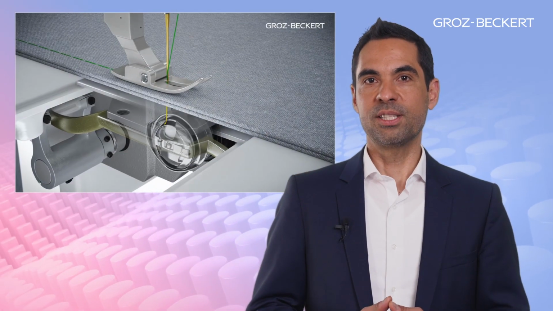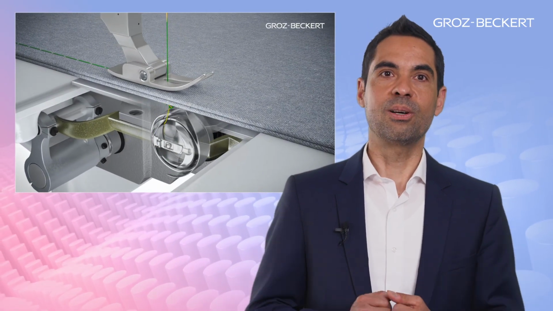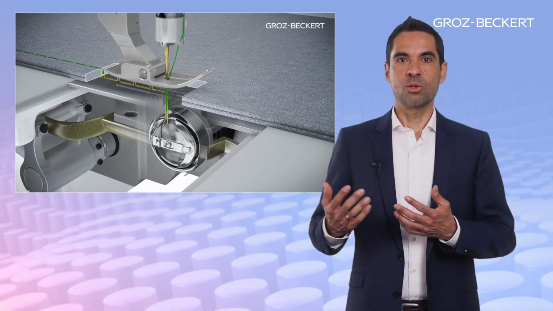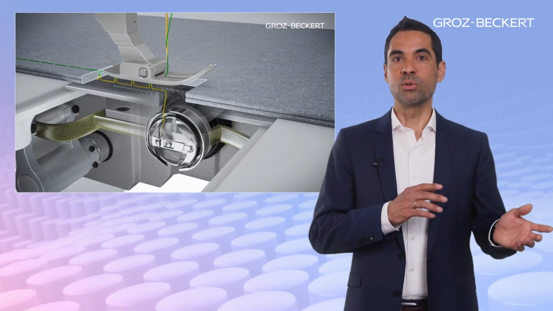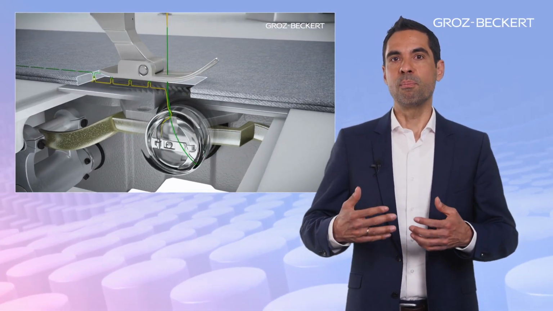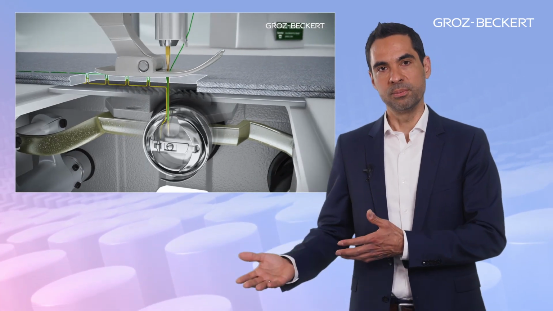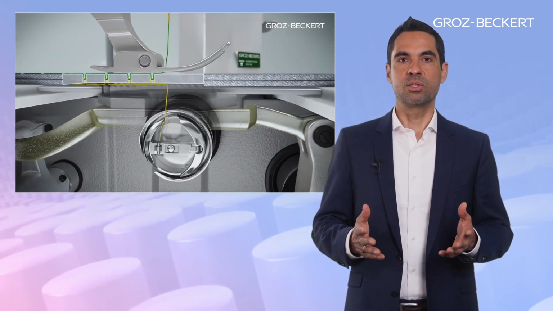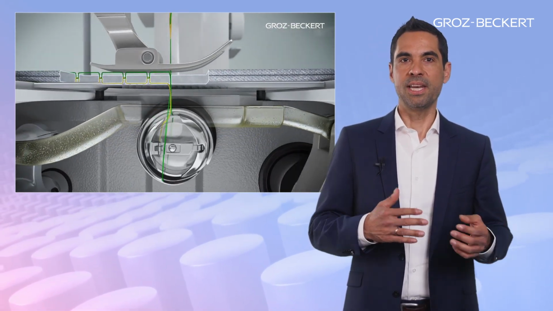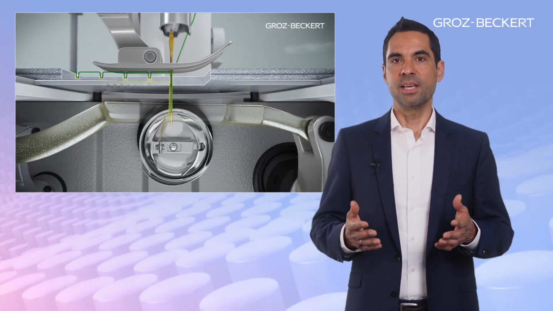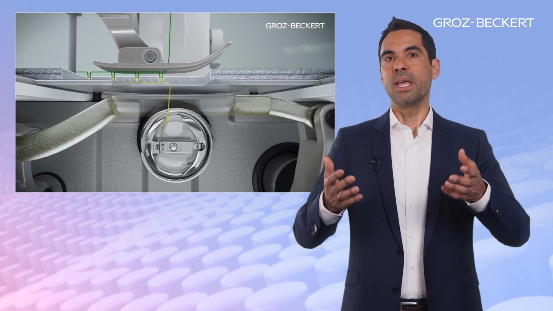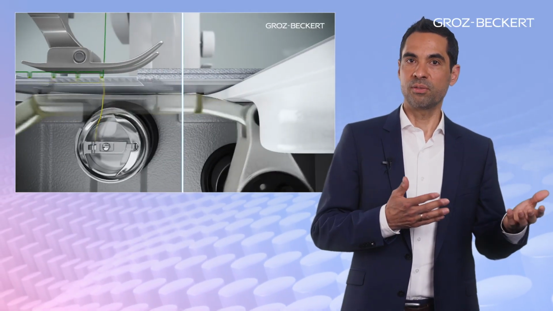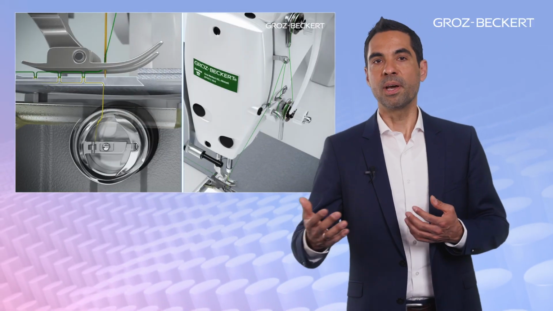As said before, we need 2 different threads to build a double lock stitch seam. So we have a needle thread, which is the green in the animation, and we have a bobbin thread, which is the yellow. To build the stitch, the needle penetrates the fabric and inserts the needle thread. As the needle moves back up, a loop is formed on the scarf side of the needle, which is then picked up by the hook.